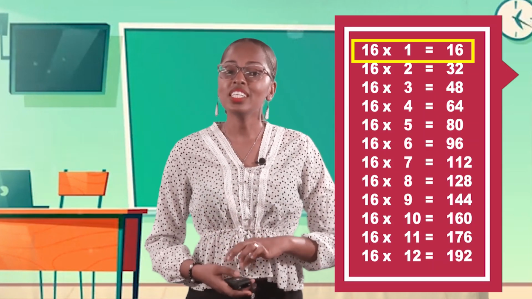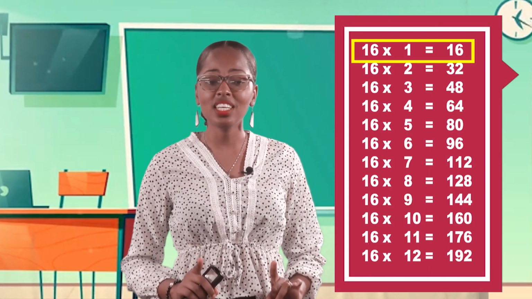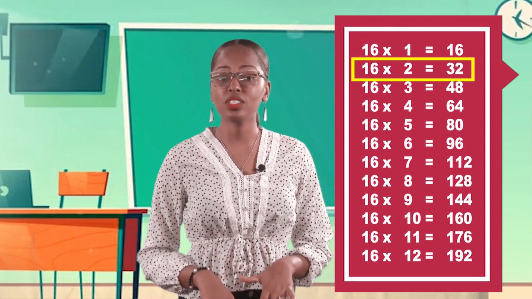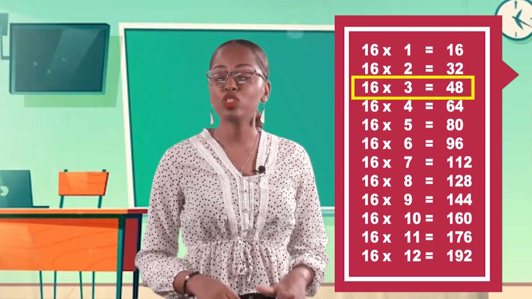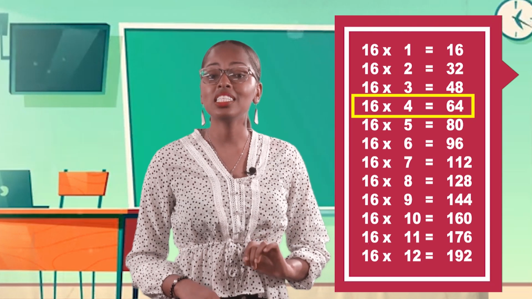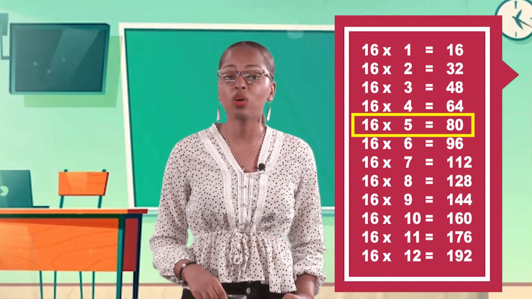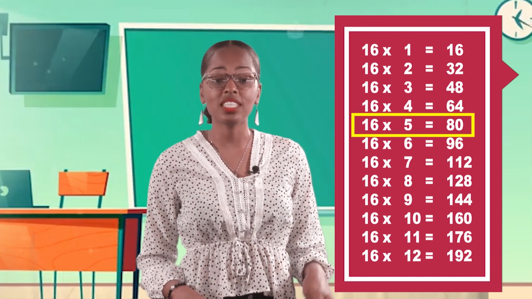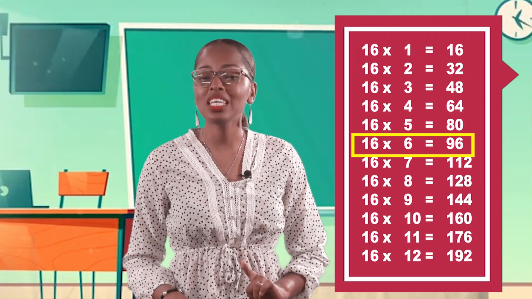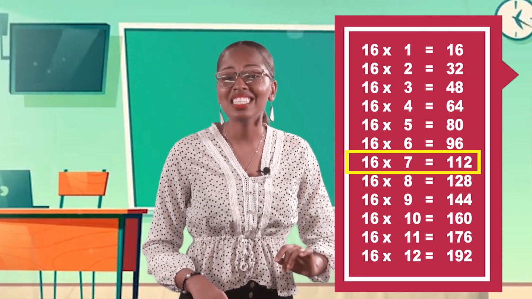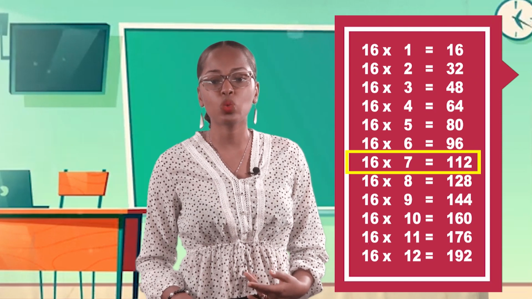Let's go. 16 times 1 is 16. 16 times 2 is 32. 16 times 3 is 48. 16 times 4 is 64. 16 times 5 is 80. 16 times 6 is 96. 16 times 7 is 112.